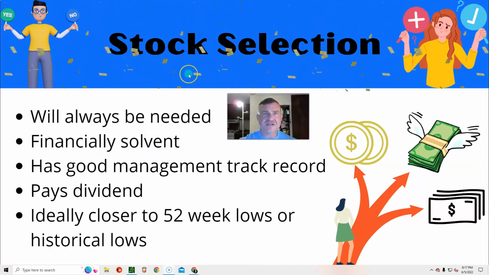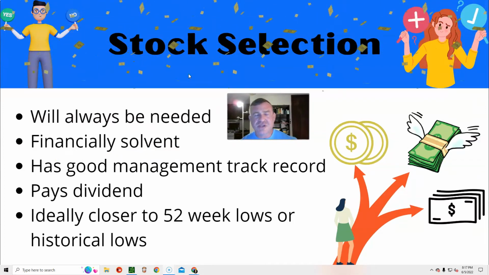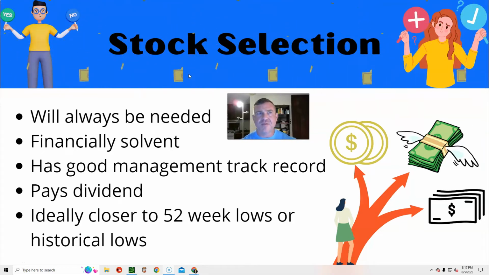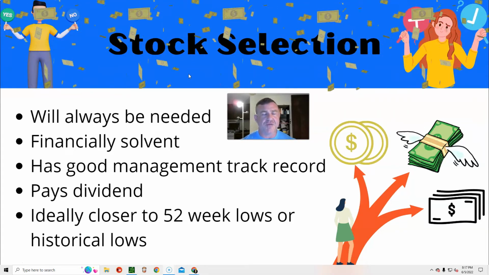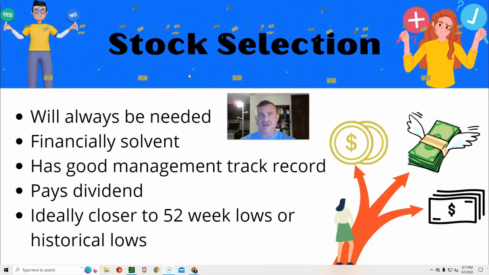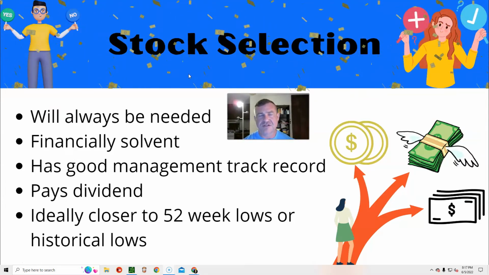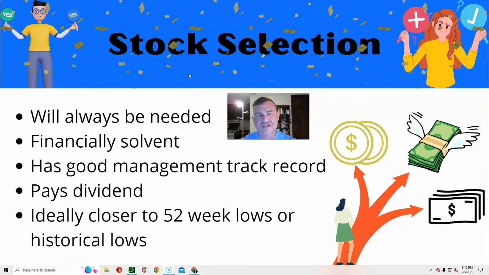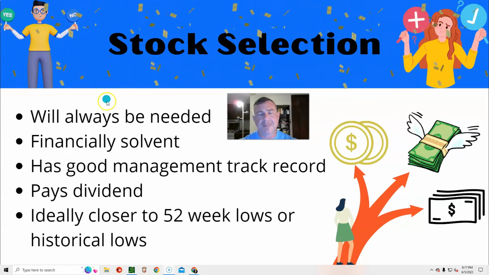But what about the stock selection? Because when you're selling a cash secured put option, one of the big things is which stock are you going to buy? Picking the right stock is fundamental to this strategy. So here are some guidelines of things to keep in mind while you're picking a stock.